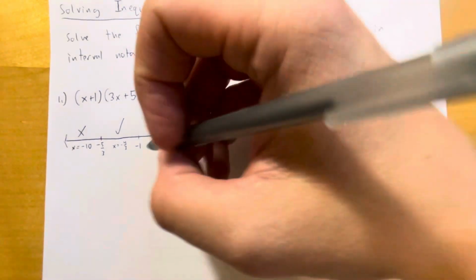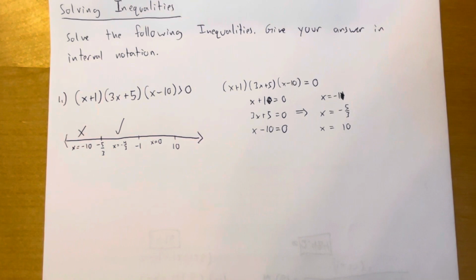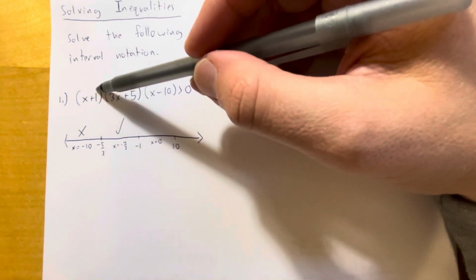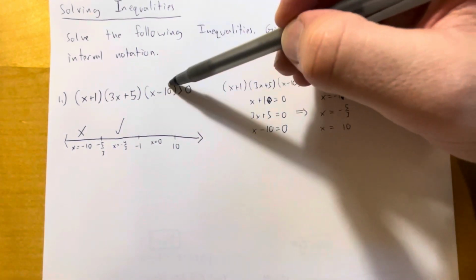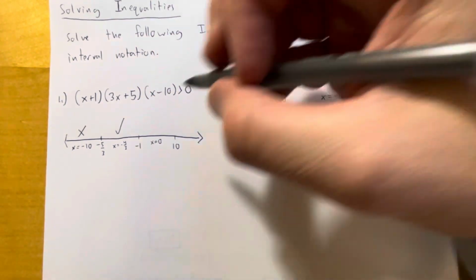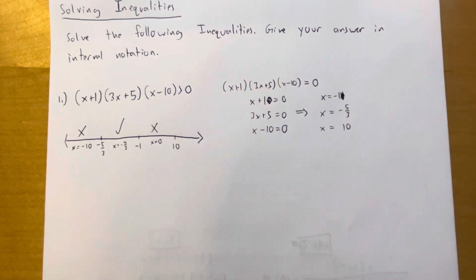Between -1 and 10 is the number 0. That's generally the nicest number to plug in, so we choose 0 when we can. Notice plugging 0 in for the x's here is going to give me a +1 here, a +5 here, and a -10 here. Positive times positive is positive, times negative is negative. We don't want negatives, so I don't include that in my solution set.